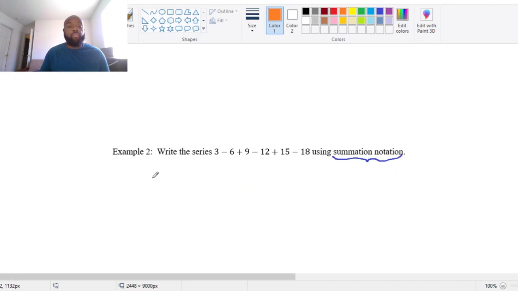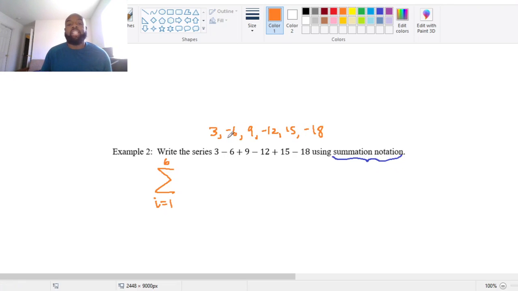So first, I'm going to look at these terms here. We know we're going to have the sum. If I always start at I equals 1, this is my first term, this is my second term, third, fourth, fifth, sixth. Since we're adding 6 numbers, I know if I start at 1, I'm going to end at 6. And now I've got to figure out what my terms are. Well, notice we have in our sequence 3, negative 6, 9, negative 12, 15, and negative 18.